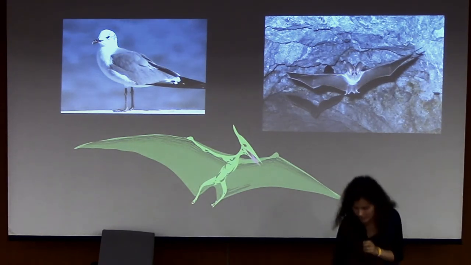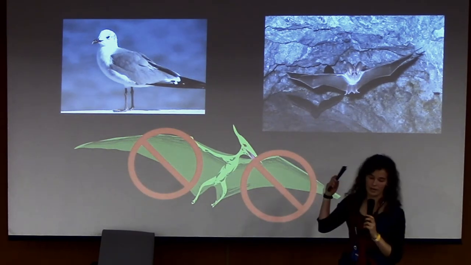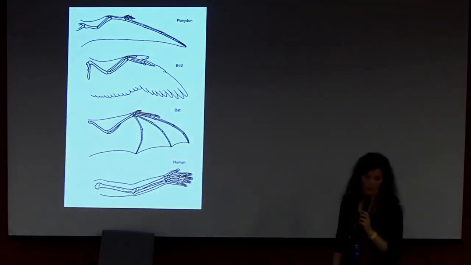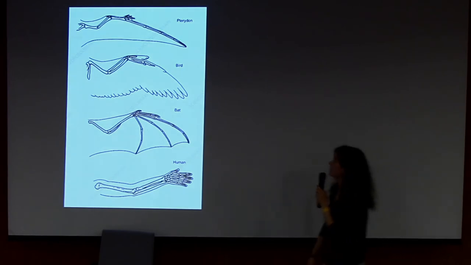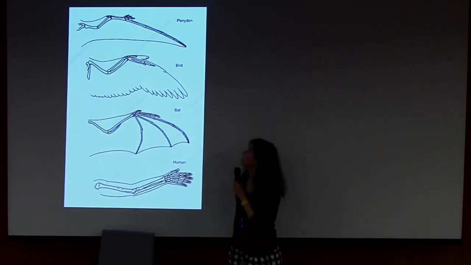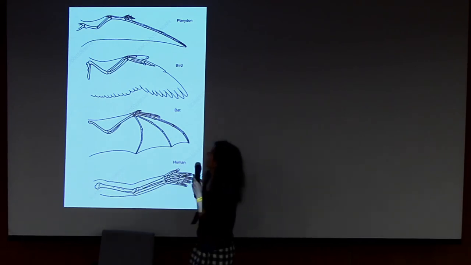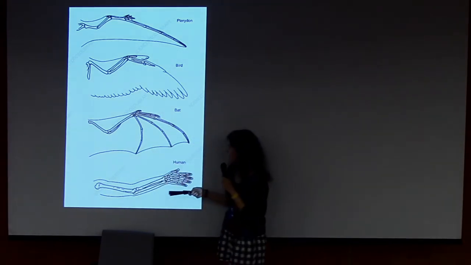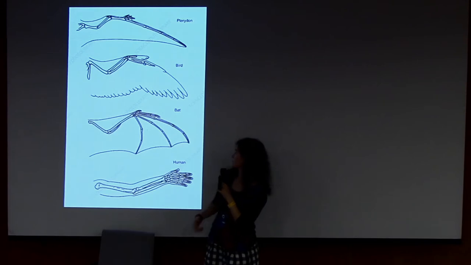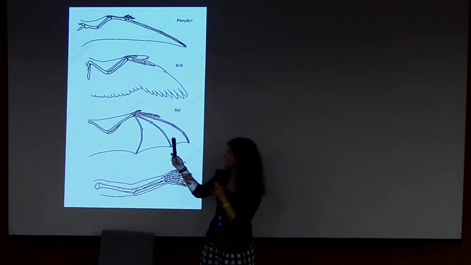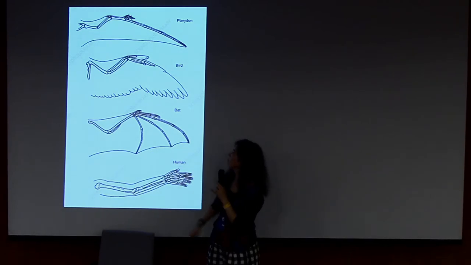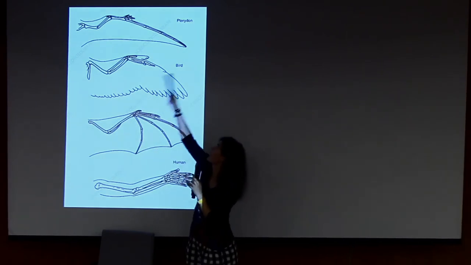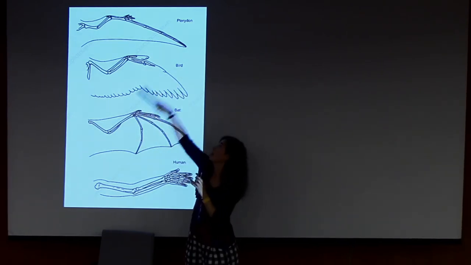But actually, this is not likely to be the case, and the reason for that is the bone structure of the pterosaur wing. Here we can see that the bone structure is actually way more similar to birds than to bats. Here's a human arm for reference. The bat's wing is actually just a big hand with a lot of webbing inside. But the bird just has these feathers sticking out, and pterosaurs had this long middle finger where the skin membrane is attached.